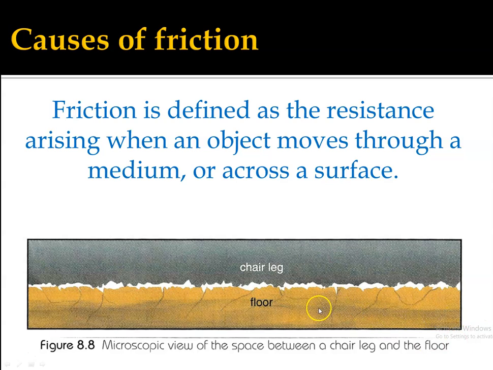And they're showing here a presumed microscopic view of the space between a chair leg and the floor. And the reason why we would have friction between these two is we would see some roughness here at the microscopic level, and actually the degree of roughness is what is going to account for friction.